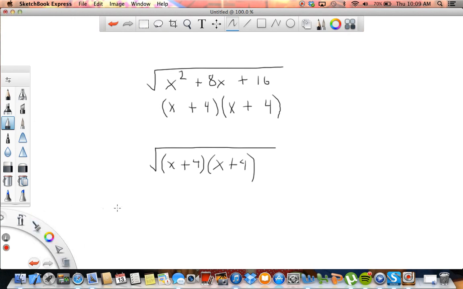We simply cancel out one of those x plus 4's with that square root sign. So that's going to leave me with simply x plus 4. And I'm going to skip number 14 because it's pretty much the exact same thing. All you have to do is factor out that trinomial and then take the square root of it, which is very easy.